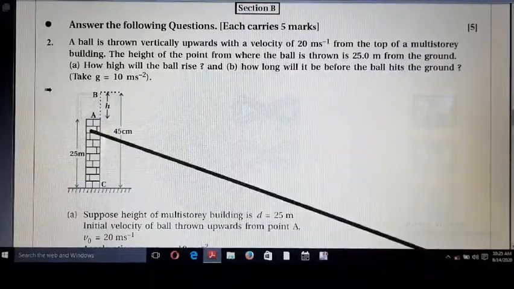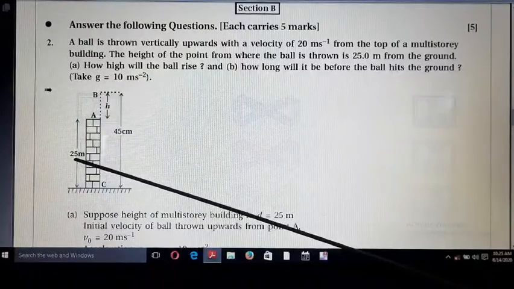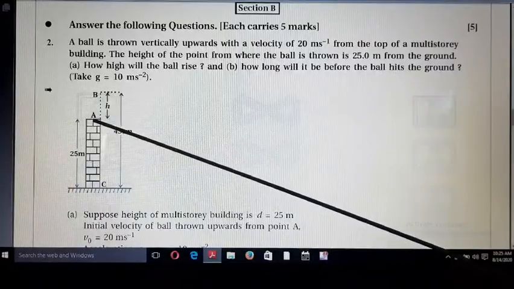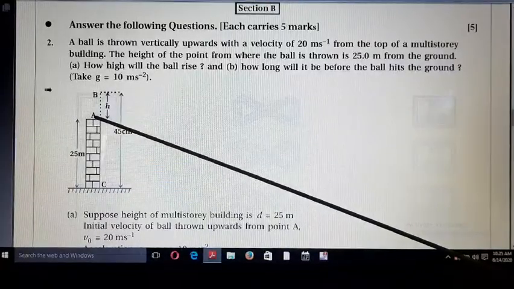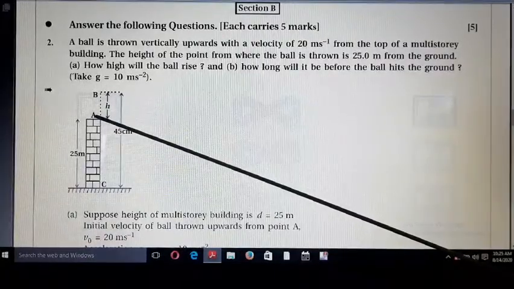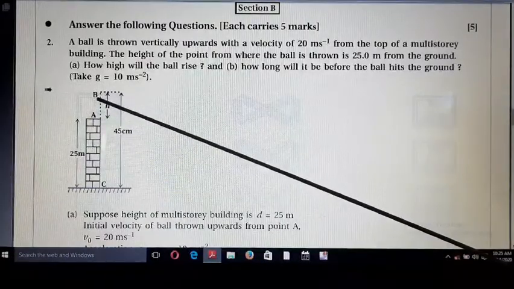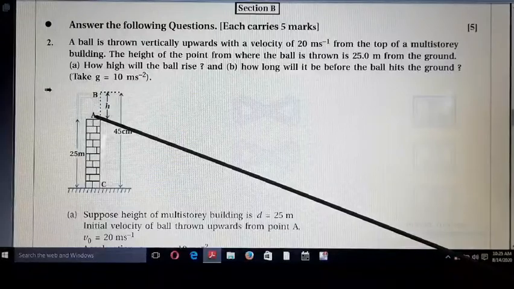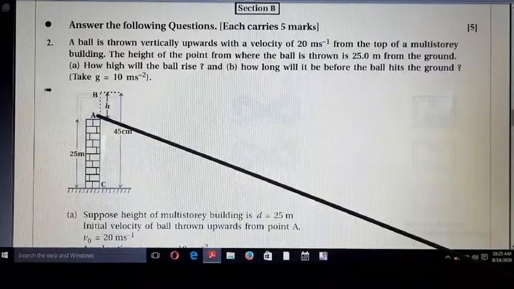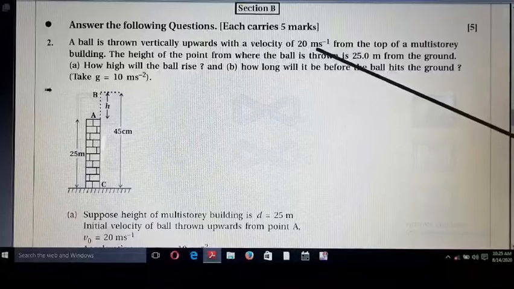Here AC is a building and its height is 25 meter. Okay? And at point A, means terrace, from terrace, we throw a ball in upward direction. Okay? And its initial velocity at point A, means on terrace, is 20 meter per second. It is available in our question.